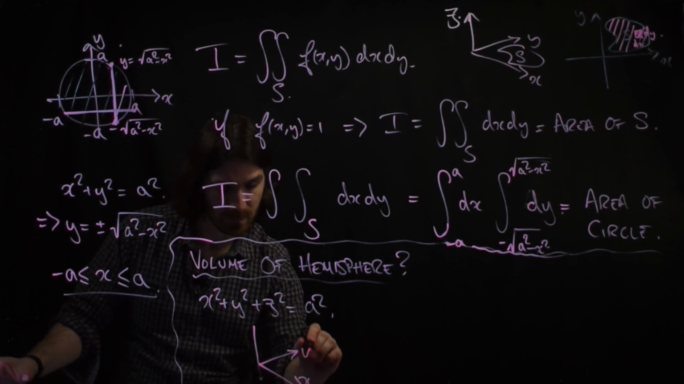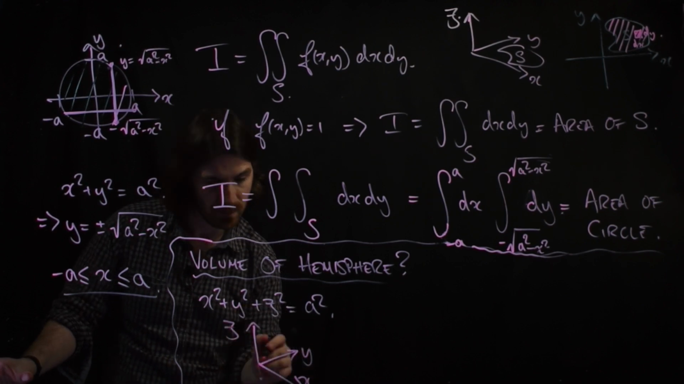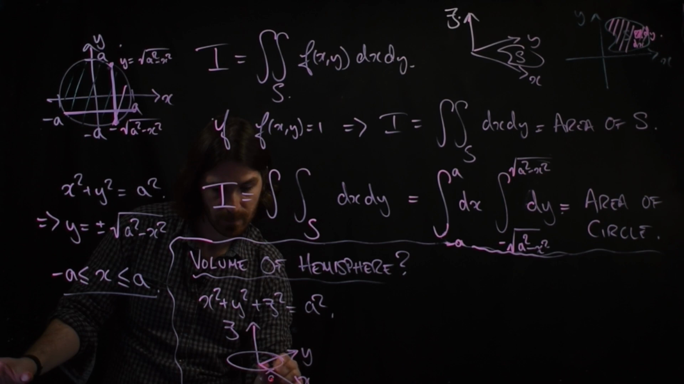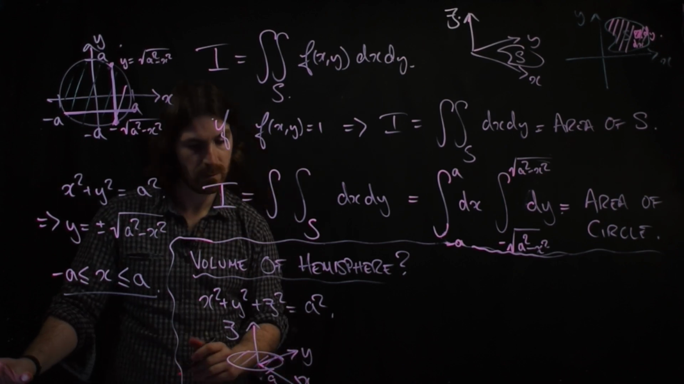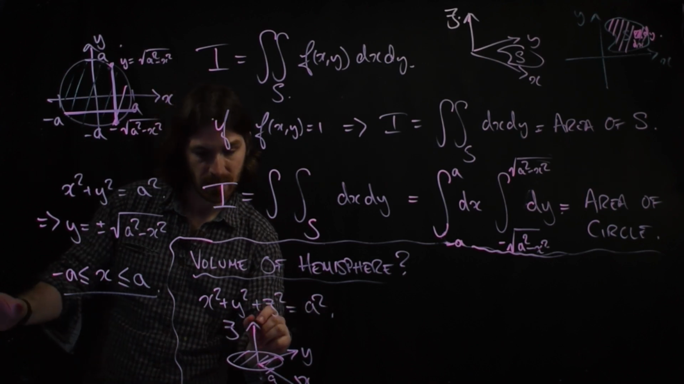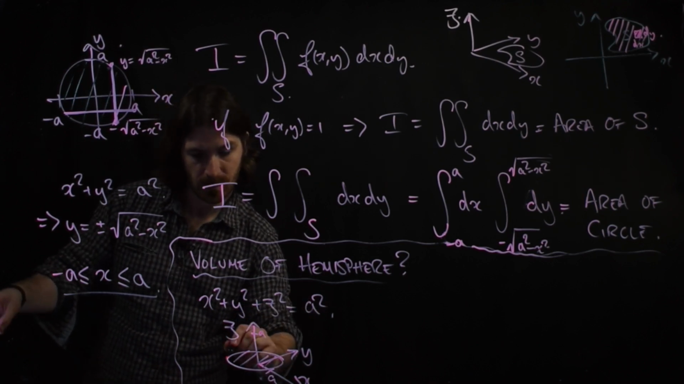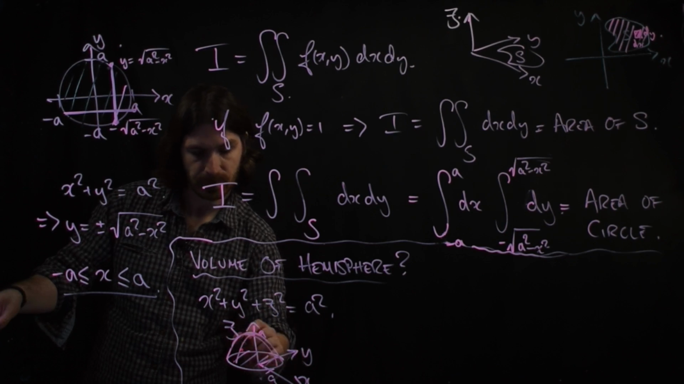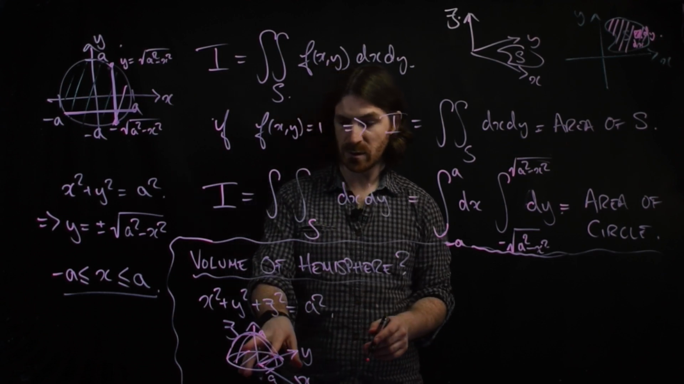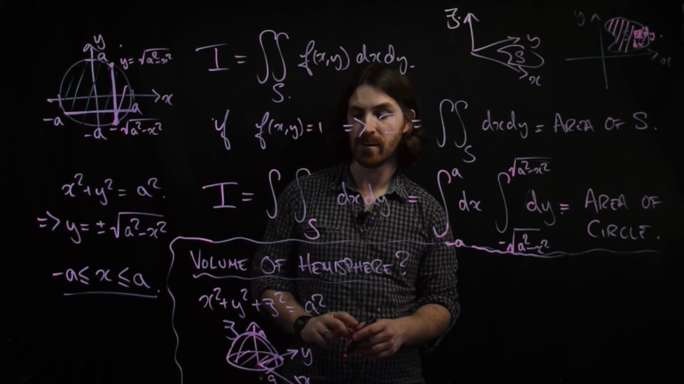We've got x, y, z. And in the xy plane, we've got a circle of radius a. If x and y are both 0, then we have that z is a. And in between we've got this hemisphere. So what's the volume of the hemisphere?